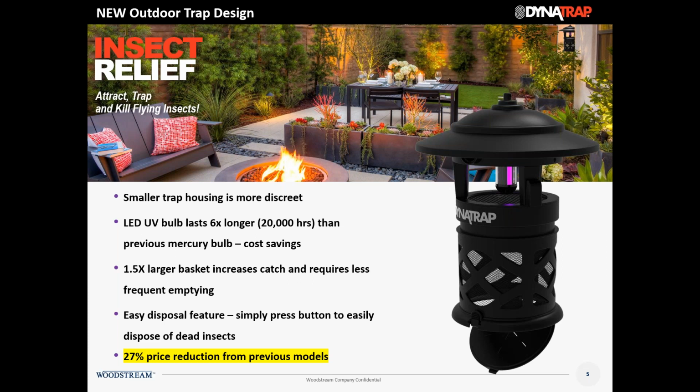The easy disposal feature: we now have a push button drop hatch for easy disposal of the insect catch. And probably most importantly to everybody involved is the price reduction. We are able to reduce costs by moving manufacturing to a different facility and just streamlining some things. So very exciting news on that front.